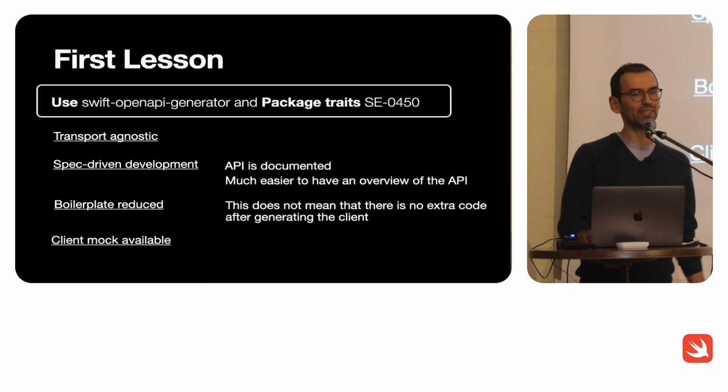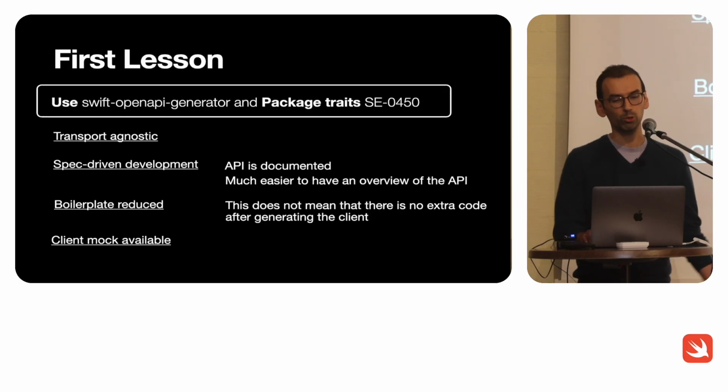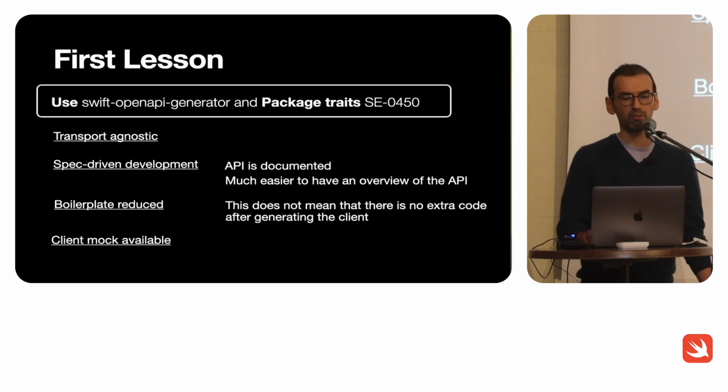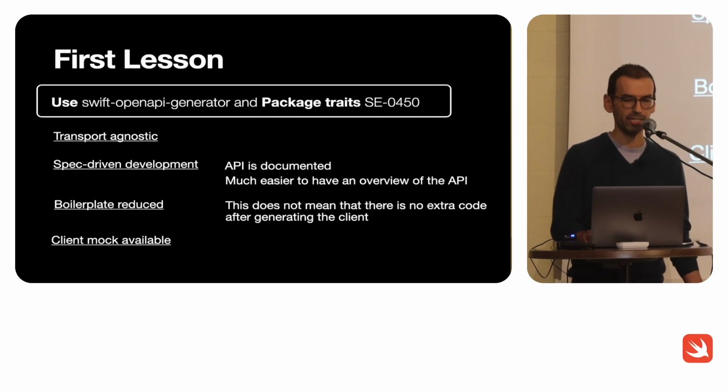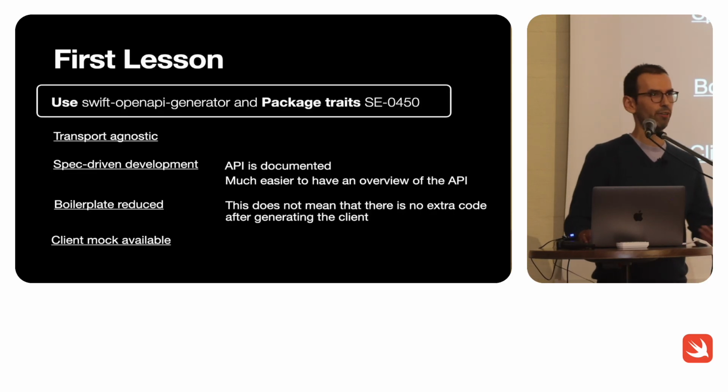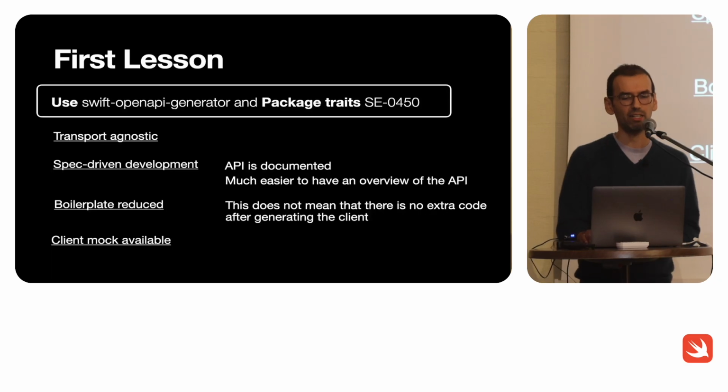The first lesson doesn't come as a surprise. You should be using Swift OpenAPI generator for building an HTTP client. It is not only about the generation of code, but it's about the enforced development that you get by spec-driven development.